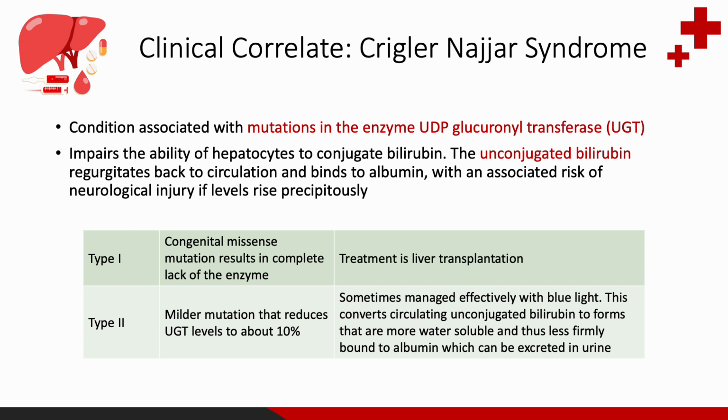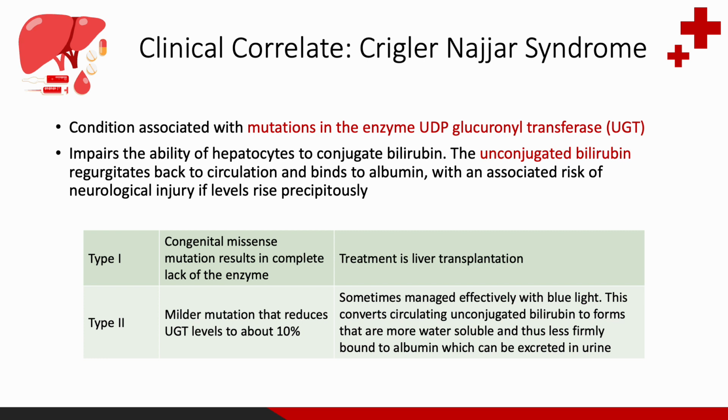For the clinical correlate, we discuss Crigler-Najjar syndrome. As discussed earlier, conjugation of bilirubin is catalyzed by UDP glucuronyl transferase, or UGT. Crigler-Najjar syndrome is a condition associated with mutations in the hepatocyte enzyme UGT. The mutation impairs the ability of hepatocytes to conjugate bilirubin. Hence, the unconjugated bilirubin regurgitates back to circulation and binds to albumin, with an associated risk of neurological injury if levels rise precipitously.